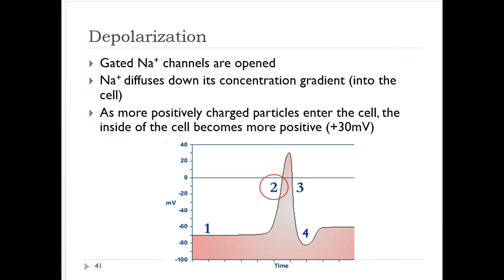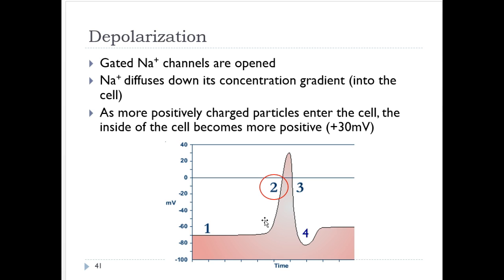So our next thing is going to be depolarization. We've been sitting at about -70 millivolts this whole time, and now we're at the point where we're going to go ahead and start to create an action potential. So those gated Na channels are open.